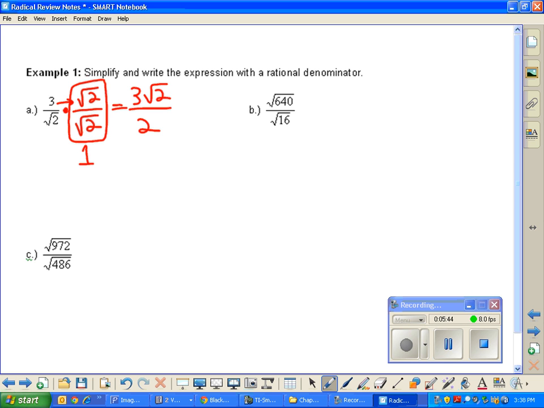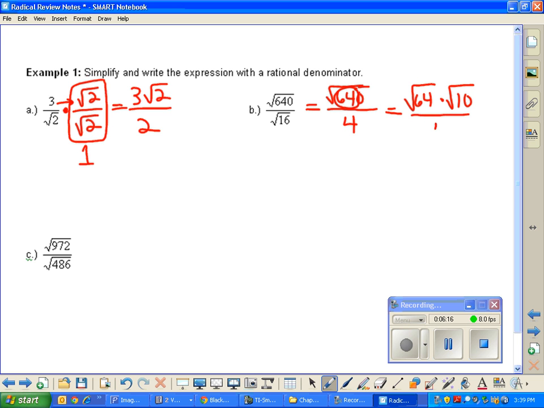Now, you only want to rationalize if it's absolutely necessary. Case in point here, see the square root of 16 on the bottom? I wouldn't rationalize that. I would just make it 4. However, I do know that the square root of 640 can simplify. I see 64 hanging out in there. Do you? So I know that this guy's going to break down into the square root of 64 times the square root of 10. 64 times 10, after all, is 640.